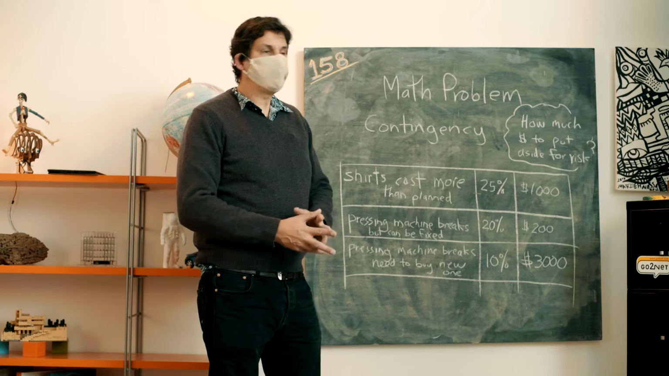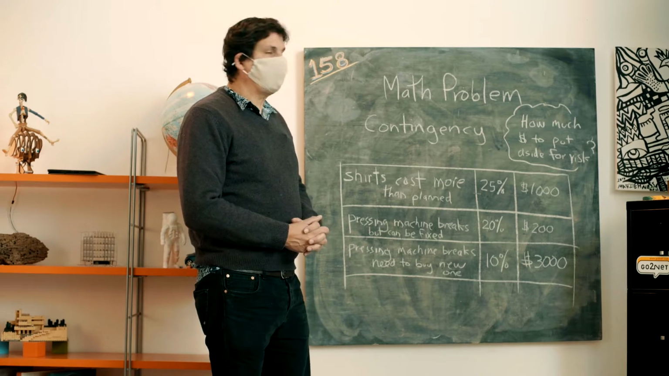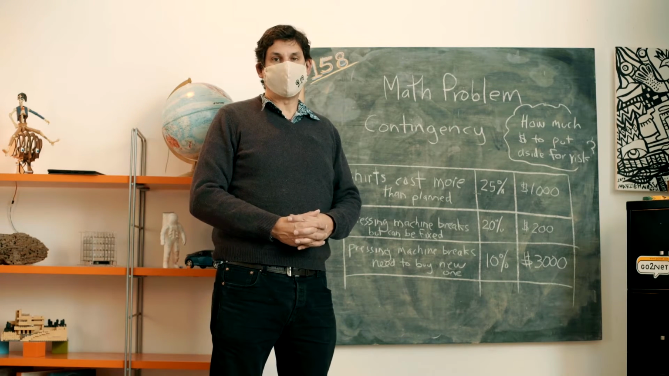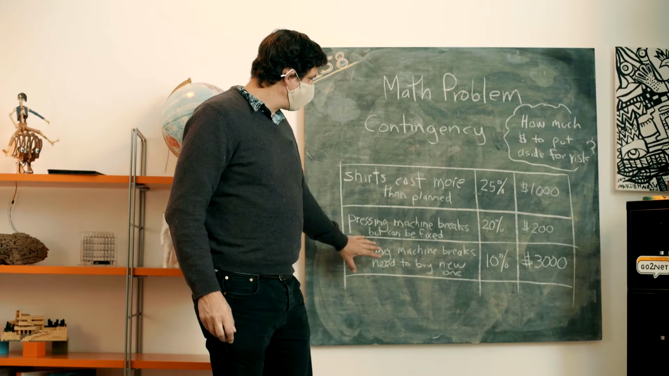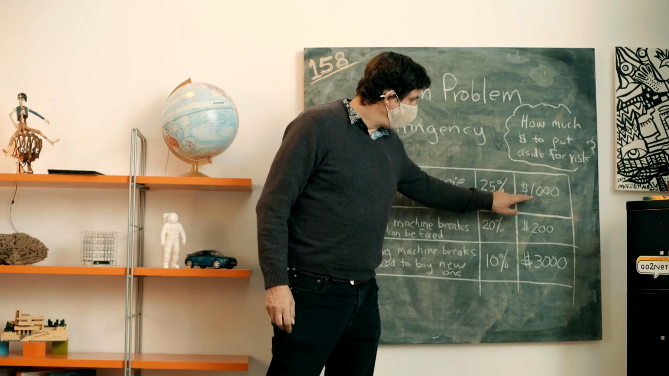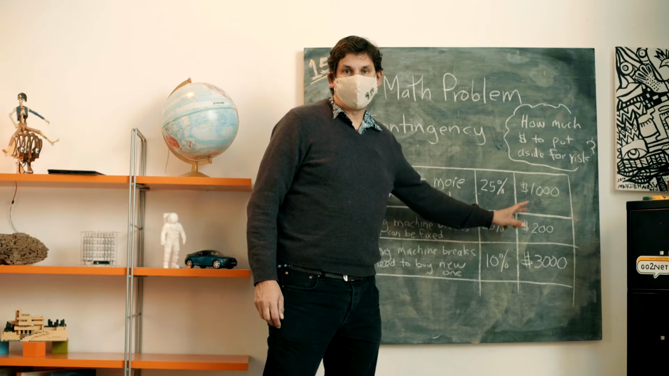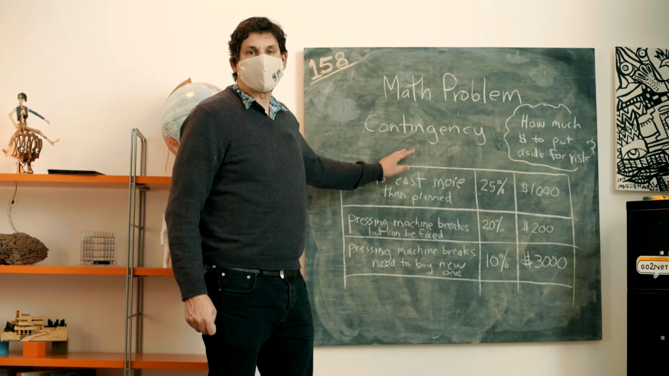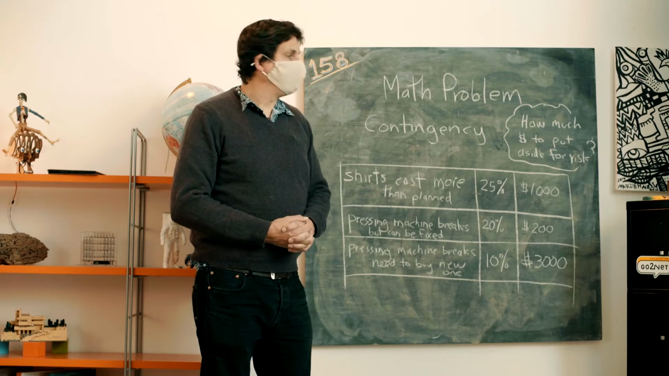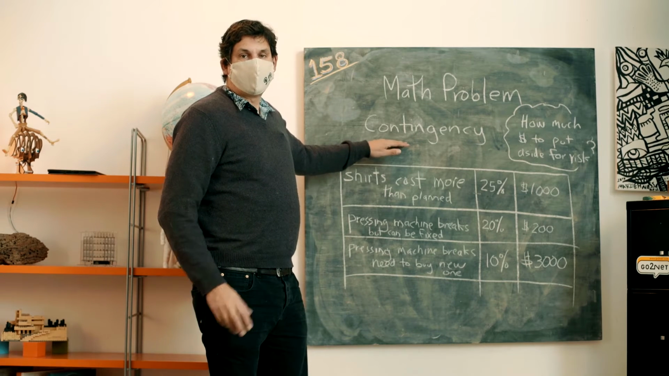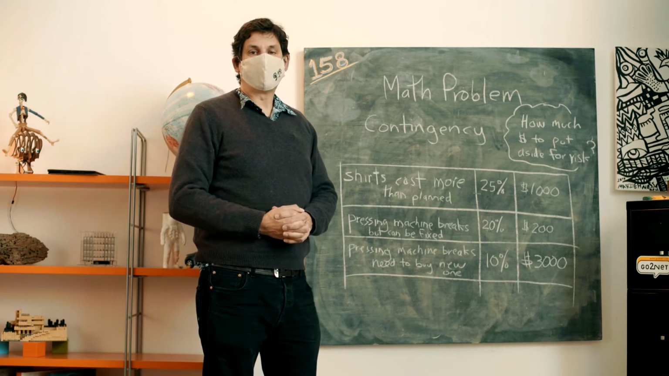So the math question for today is, and I'll give you a hint, it's involving weighted averages. If these are all our risks, and these are the probability of them happening, and this is the cost we would incur if the risk does occur, how much money should we set aside when we're starting this business in our contingency fund? That is the math problem for today.